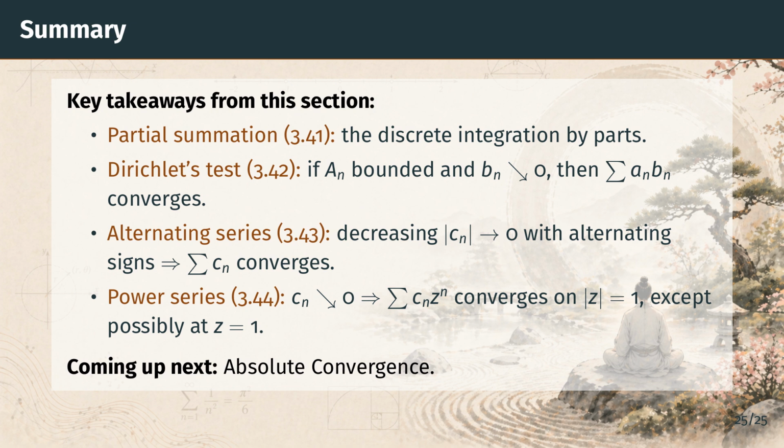The lesson of the whole section is that one clever algebraic identity, summation by parts, unlocks a whole family of delicate convergence results. In the next section, we turn to absolute convergence and study how it differs from the conditional convergence we have been exploiting here. See you there.